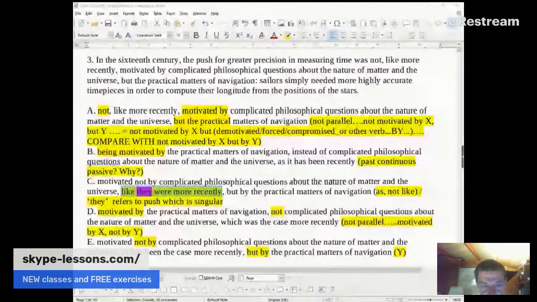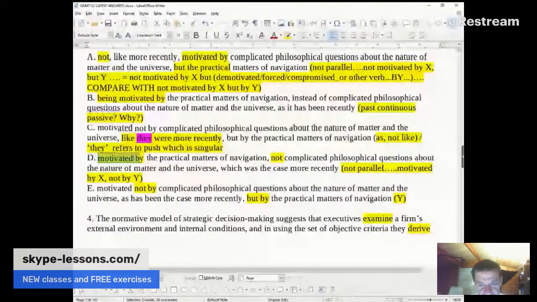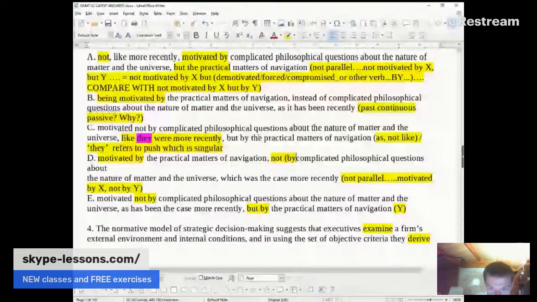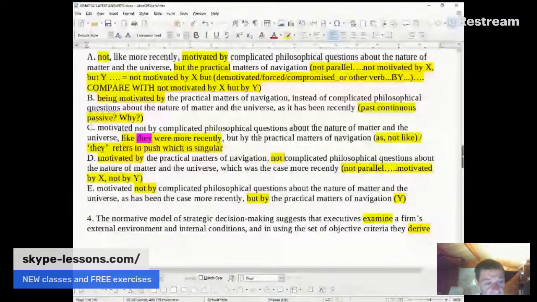Okay, let's have a look at D. D is also not parallel because we've got motivated by X, not Y. So we need motivated by X, not by Y. Yeah, should be really clear now. Motivated by X, not by. So if we have a by in here, this one would be correct, but it doesn't have it in there, so it's not right. And now let's look at the correct answer. Motivated not by complicated philosophical questions about the nature of matter and the universe, as has been the case more recently. Notice they've used the correct conjunction, but by the practical matters of navigation. Motivated not by X, but by Y. E is the correct answer.